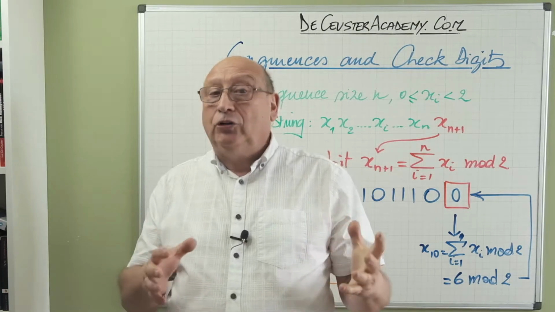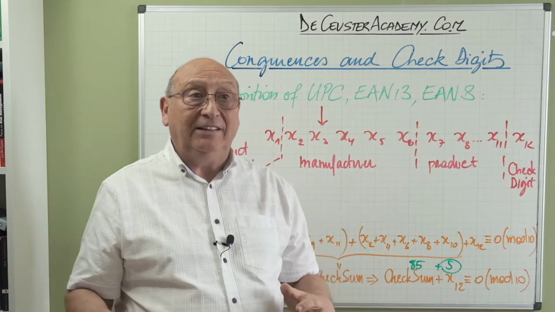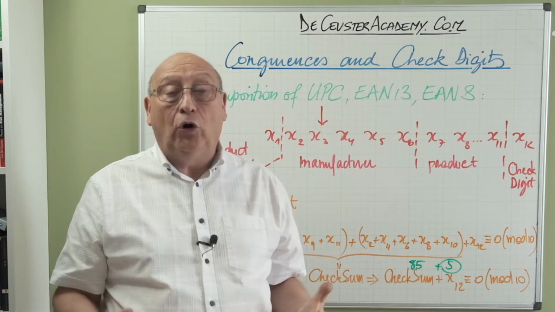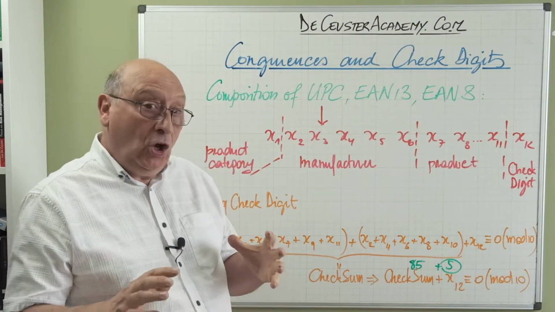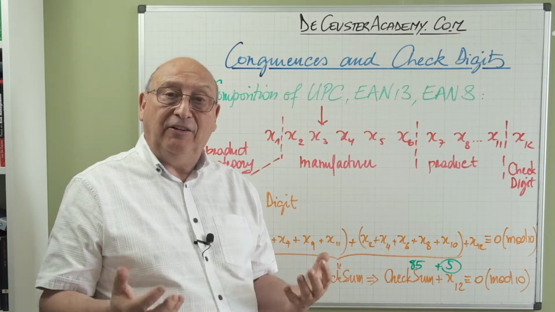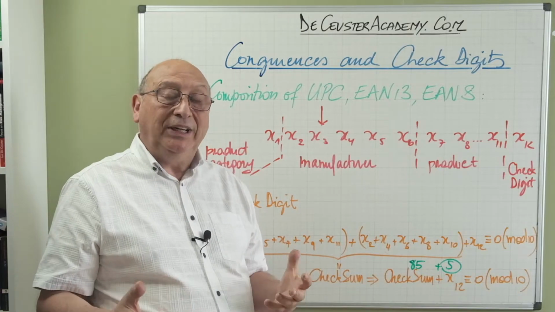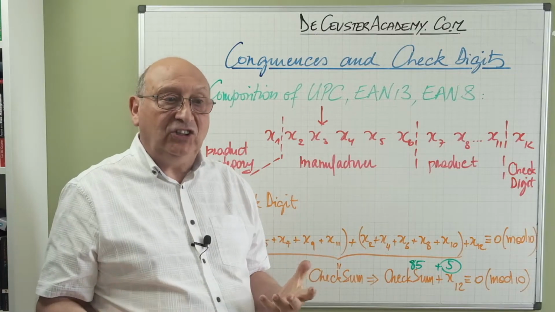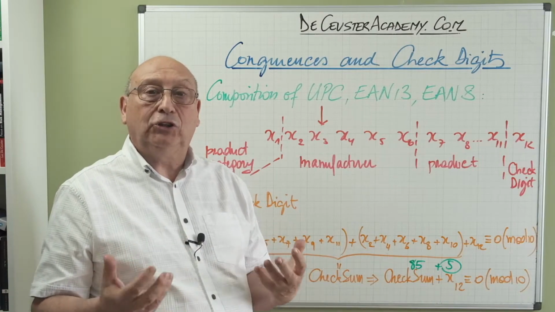Let's have a look at some other codes like the UPC and the EAN codes. Let's now have a look at the check digit when we're using the universal product codes or the European article numbers, the different possibilities that we have. First, we look at the UPC code. The UPC code is composed of 11 digits, 11 numbers between 0 and 9, with a 12th number, which is the check digit.